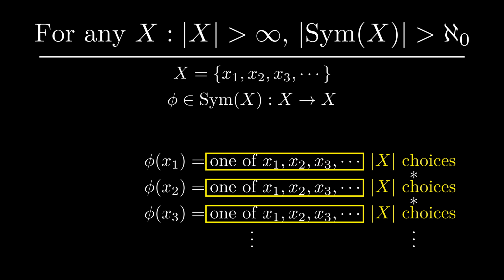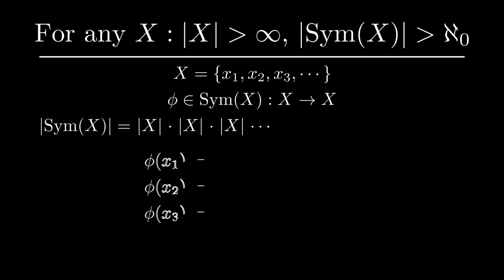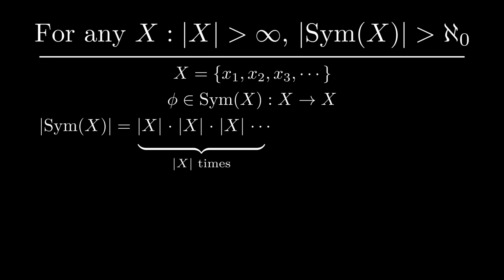Phi can map x2 to any element in big X, and so on for x3. In other words, for every element in X, phi can map that element to the magnitude of X choices. Therefore, the magnitude of the symmetric group for X, in other words, the number of phi transformations that we can choose, is equal to the cardinality of X to the power of itself. Since the cardinality of X has to be at least Aleph null, this means that the symmetric group of X has to have cardinality greater than Aleph null. In other words, the symmetric group for X is uncountable, as desired.